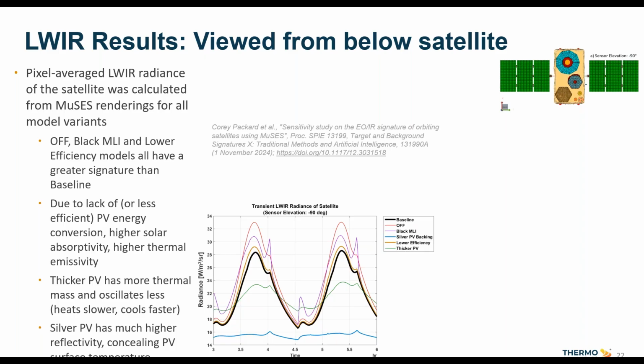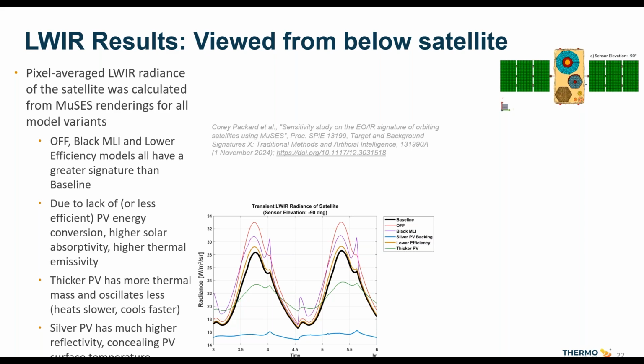We see a family of curves where each different colored curve represents a different model variant, where the thick black line is the baseline satellite. The red line that's highest at the peaks is the off model. Some other interesting ones here that we see is the green line that shows the thicker PV model. As we've increased the thermal mass of the system, the amplitude of the oscillation is lower than the others. You know, because of that increased thermal mass, it's heating slower and cooling slower.